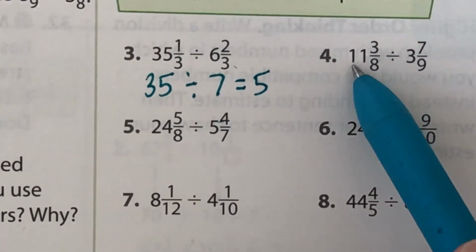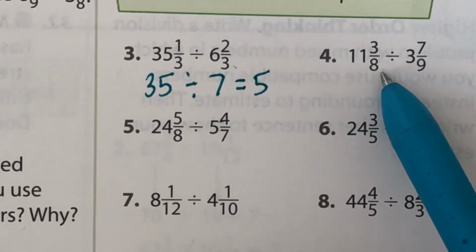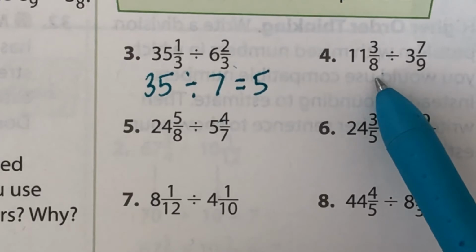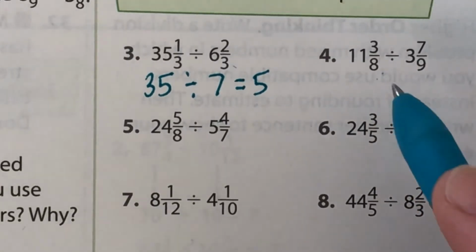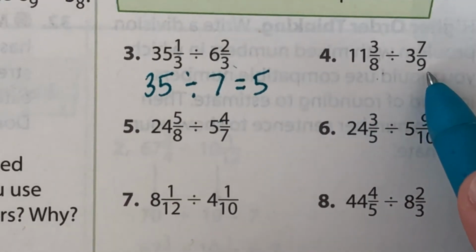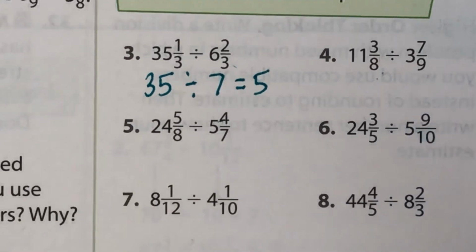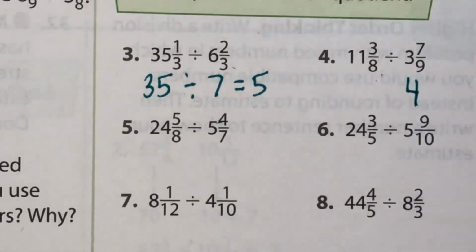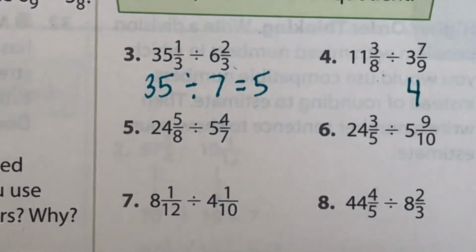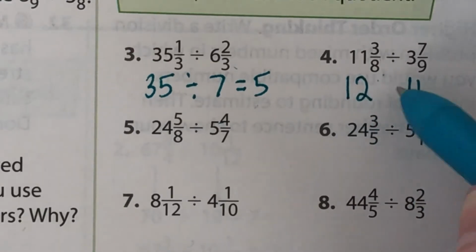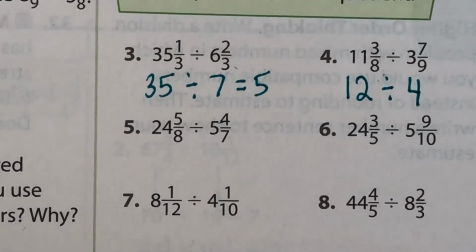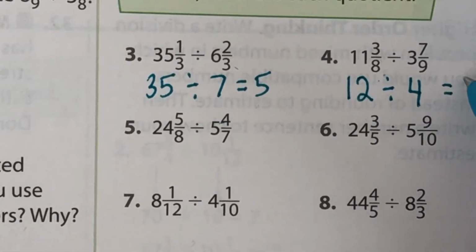This one, 11 3/8. If I rounded, 3/8 is less than half, right? So I really would get 11. But let's look at this second one first. 3 7/9 rounds up to 4. And I know 11 divided by 4 is not an easy division problem. But what is? 12 divided by 4 is a nice, easy division problem that I get the answer of 3.